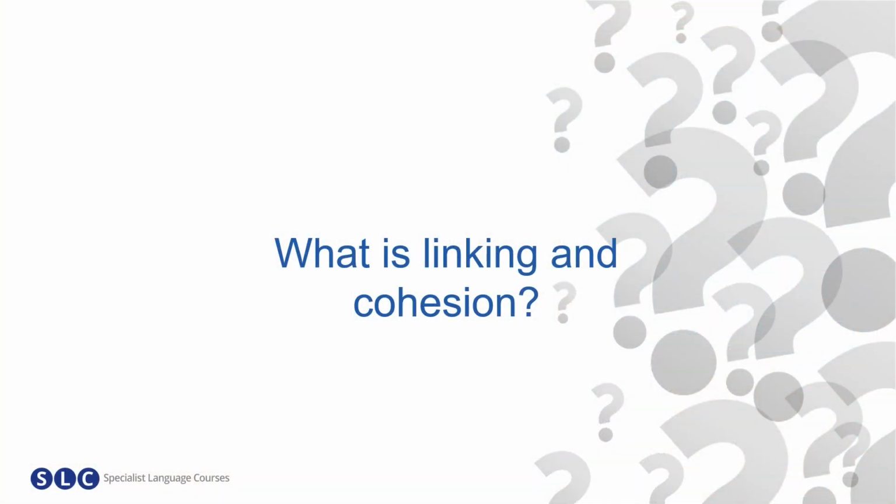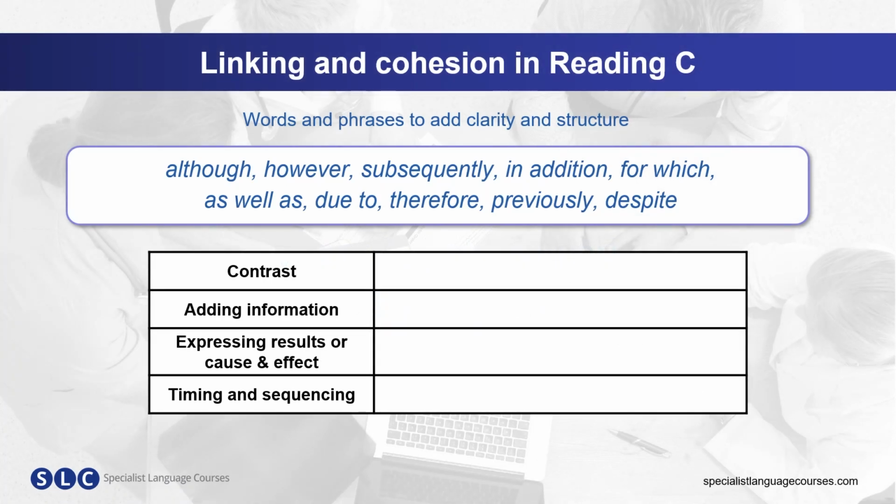Let's get started. What is linking and cohesion? Linking and cohesion are words and phrases which are used to add clarity and structure. And here are some common examples. Can you match them to their function?